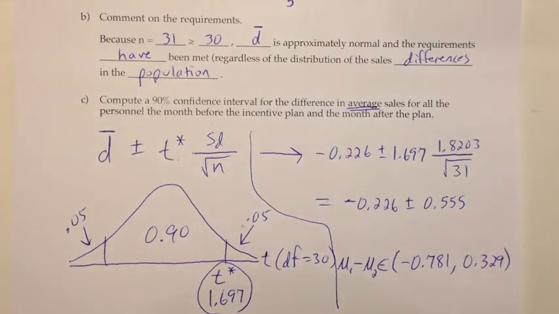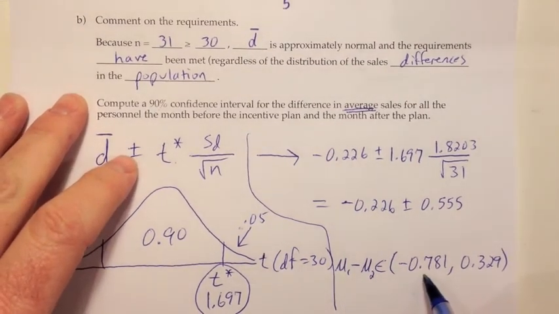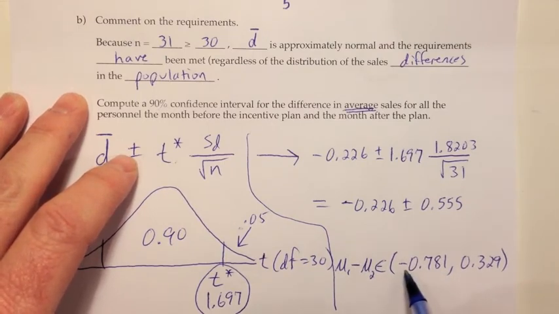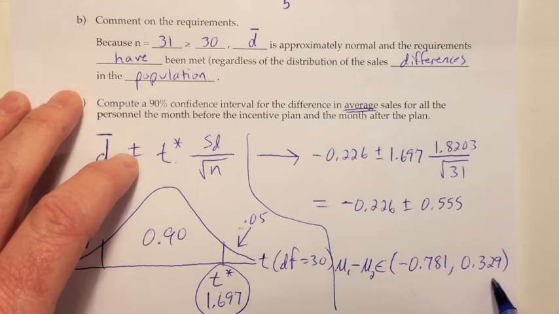So now we've computed it, but we really want to start thinking about, alright, so what does that mean? What does it mean that the difference could be negative or the difference could be positive? Well, if the difference is negative, that means mu2 is bigger than mu1 by 0.781 units sold, because a negative comes out of a subtraction anytime the second number is the bigger number. But if that difference is positive 0.329, that means that after the plan, the sales would be smaller than before the plan by 0.329 units.